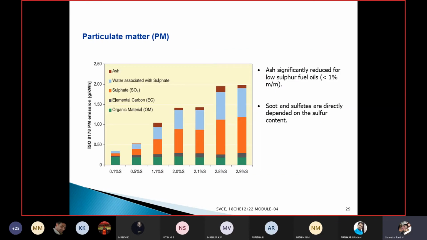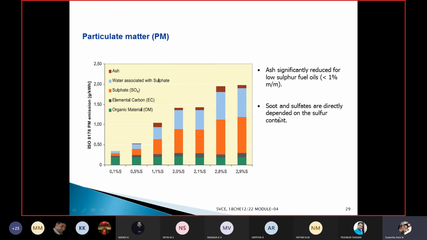So when you consider the ash, you can see a pictorial or graphical representation of the particulate matter pollutant and how it destroys. Based on the sulfur content: 0.1%, 0.5%, 1.1%, 2%, 2.1%, 2.8%, 2.9%. Ash is nothing but it significantly reduces with the lower sulfur oils.